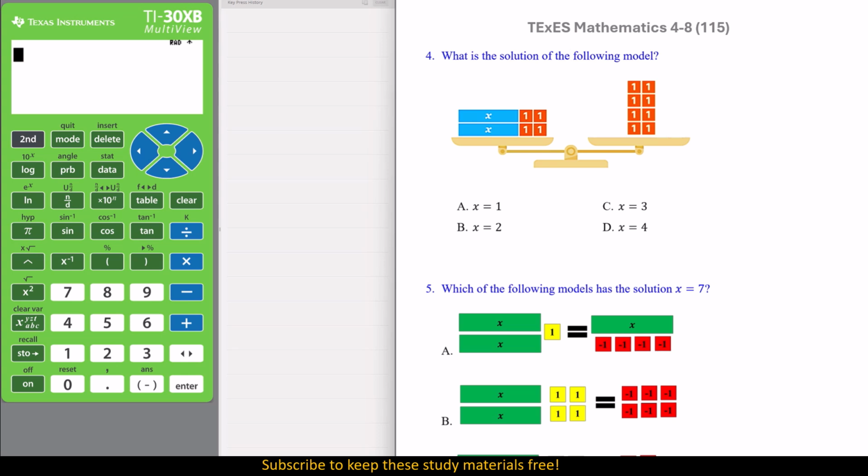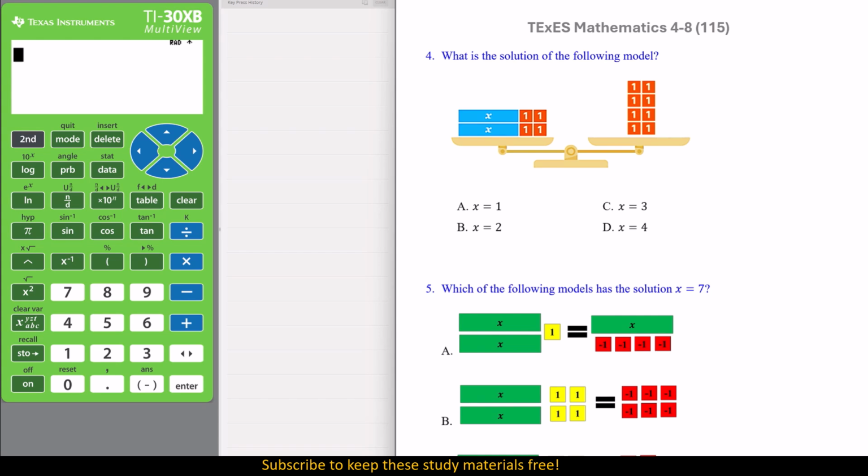What is the solution of the following model? Okay, we could work this out algebraically, or we could just use a little bit of cancellation and division, and just by drawing. Let me show you. Okay, we want to keep our balance. Okay, we need to keep it equal.